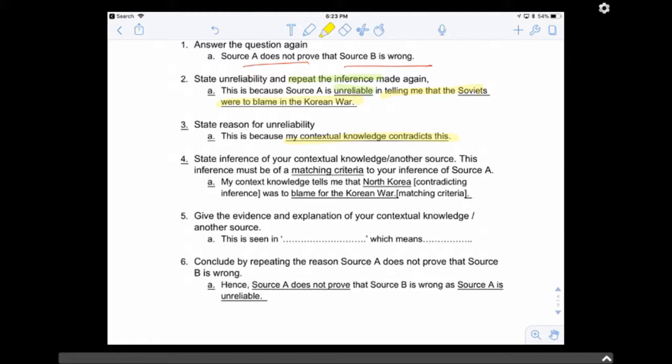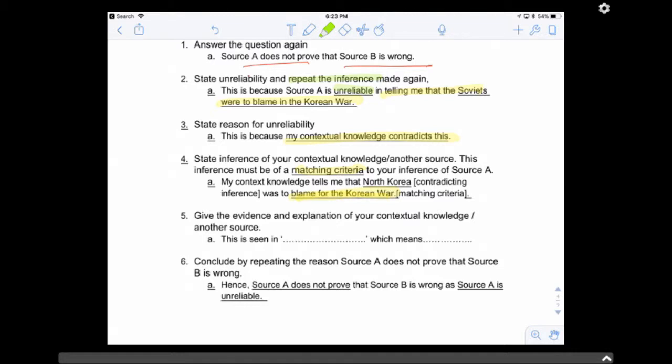Okay, then you talk about what your contextual knowledge says, and remember again, keep to the same topic, right? Matching criteria or matching topic. My CK tells me that North Korea was to blame. So can you see? I've kept my topic consistent. I'm talking about who is to blame for the Korean War, and how is it that this is an unreliable source?